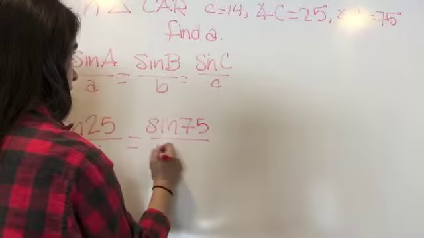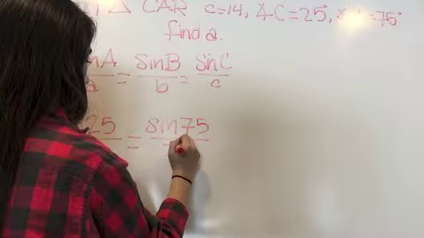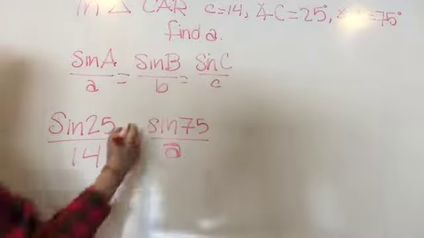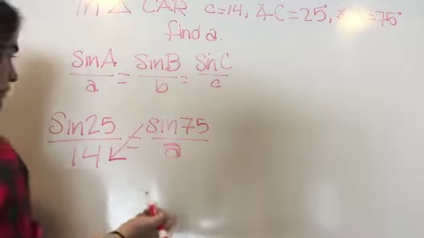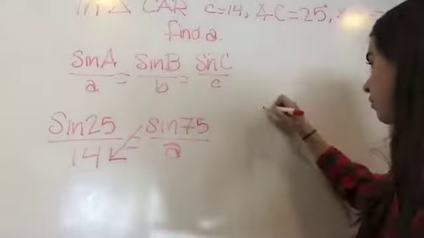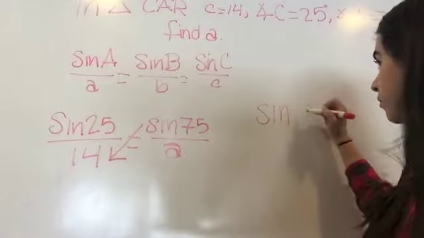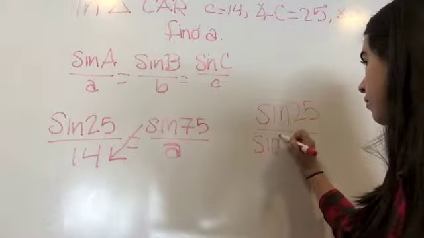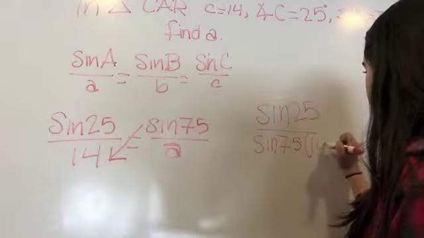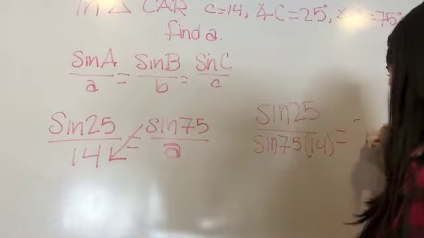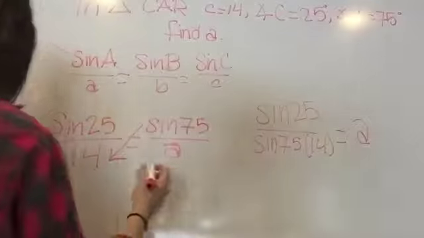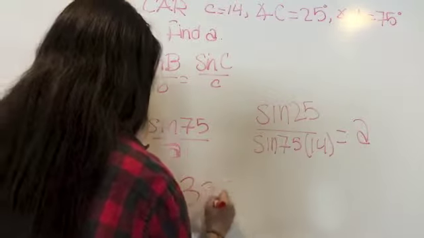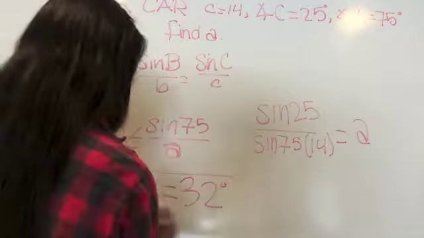Because you can move any term diagonally, we will move sine of 75 diagonally in order to isolate A, getting sine of 25 over sine of 75 times 14 equals A. Solving this in our calculators, we will find that side A equals approximately 32.